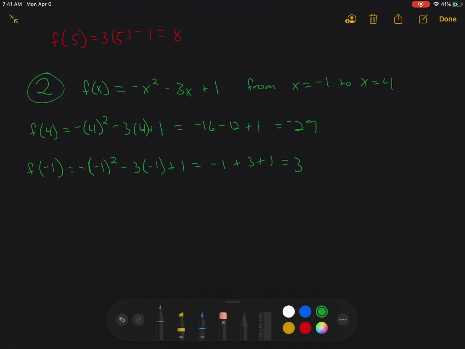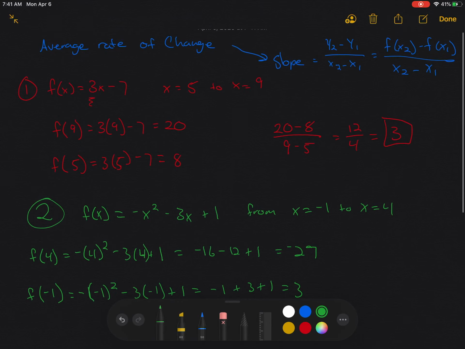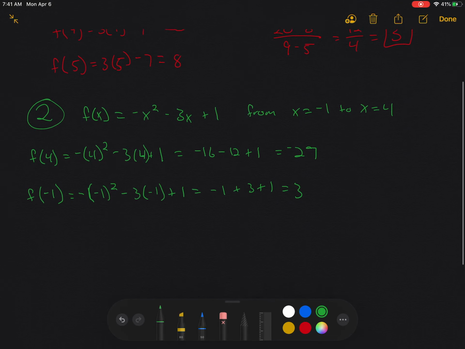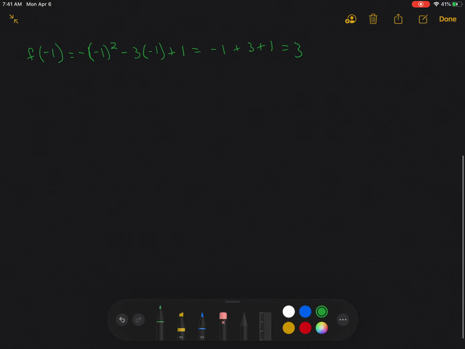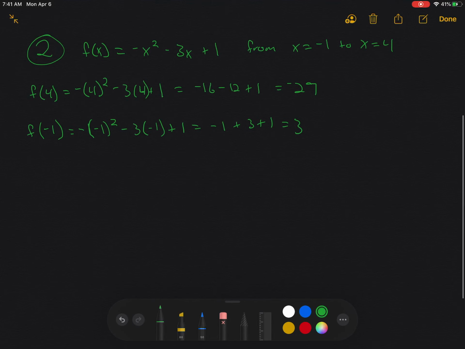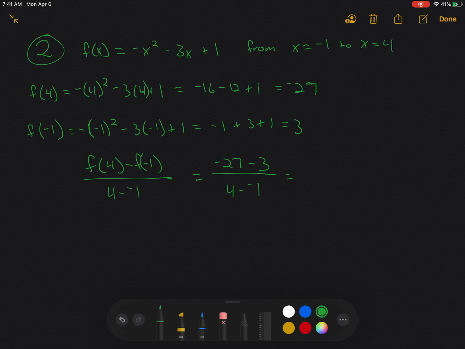So now we have all the components we need to find our average rate of change. We're just using those formulas up at the top. If you don't remember, all I'm doing is this: f of 4 minus f of negative 1 over 4 minus negative 1. That's the same thing as negative 27 minus 3 over 4 minus negative 1, which equals negative 30 over 5, which equals negative 6.